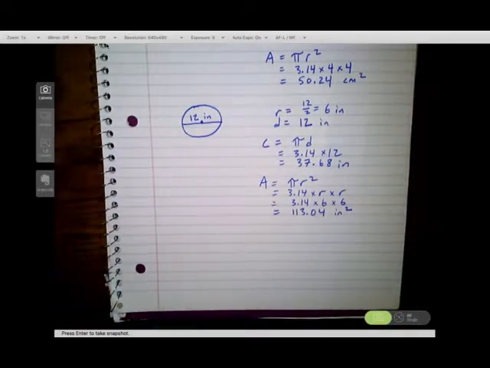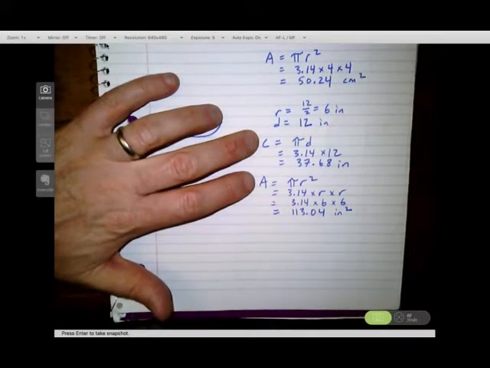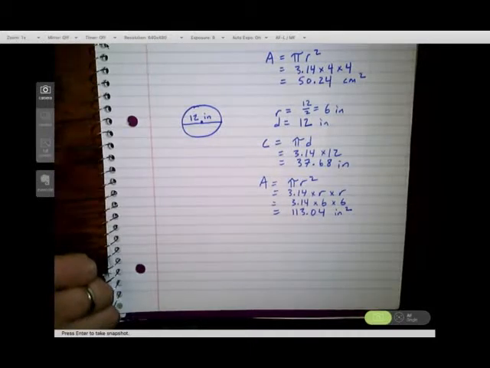Okay, so those are your two main formulas for the circle, circumference and area. And hopefully that is going to be enough to get you through this worksheet.